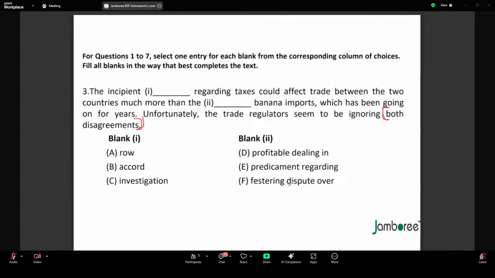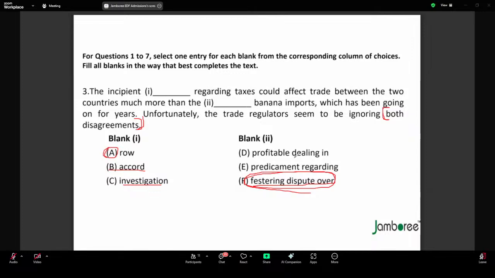This is a disagreement, festering dispute over. This is a dispute, which is a disagreement, festering, something that's been going on for a long time, which people have not bothered to fix. Fester is like rotting somewhere. And then this one, this is positive. Accord is agreement. Investigation, no, because both are disagreements. And this is pronounced as Rao, like when he's standing in a queue, which is actually pronounced as Ro, thanks to welcome to English. And this is pronounced as Rao, like some people have the last name R-A-O, Rao in India. So that is how it's pronounced, Rao, which means a disagreement.